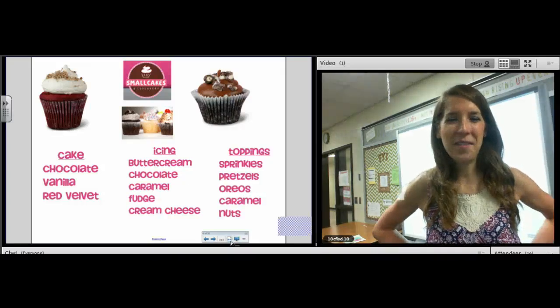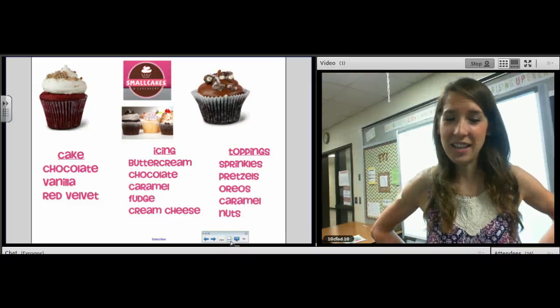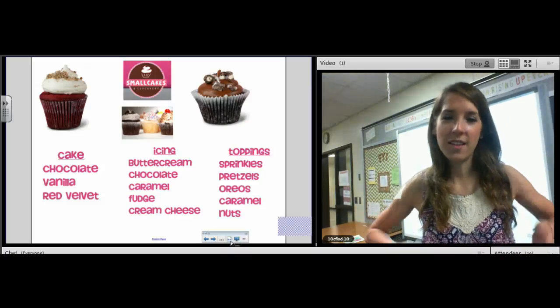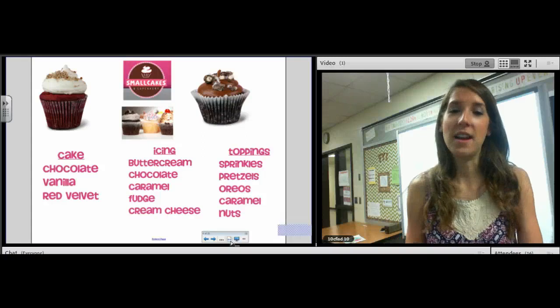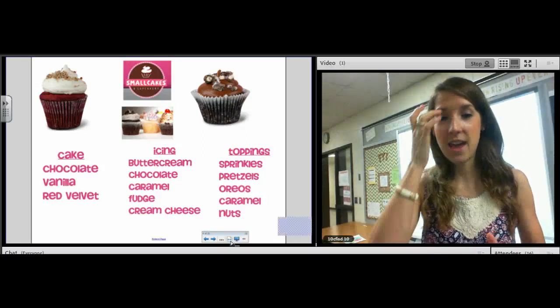So, has anyone ever been to Small Cakes? It's really good. It's on 1960. I'm not like promoting them or anything, but if you want like a gourmet, really cool, unique cupcake, you go there.